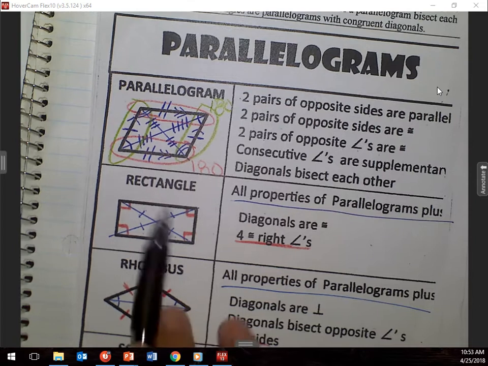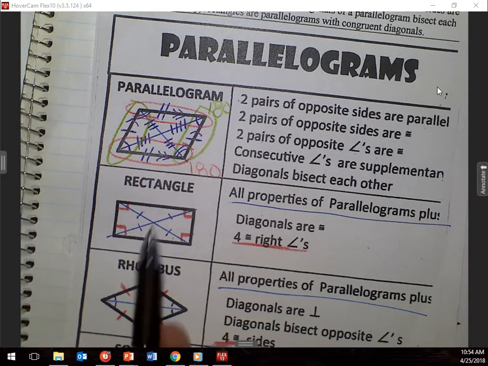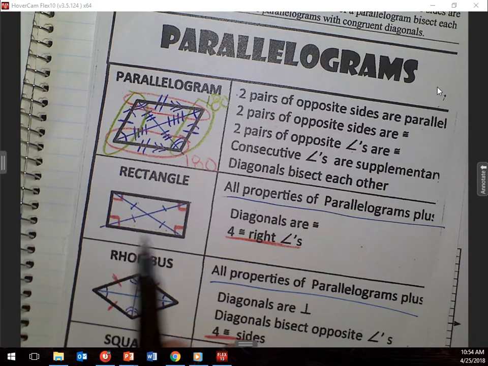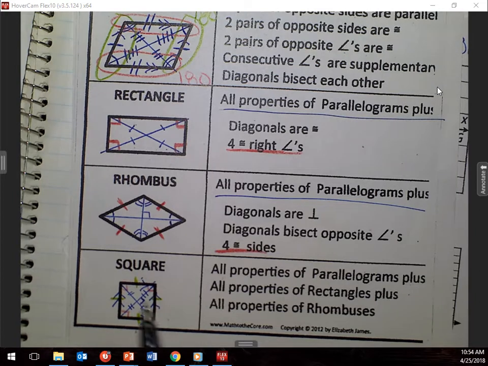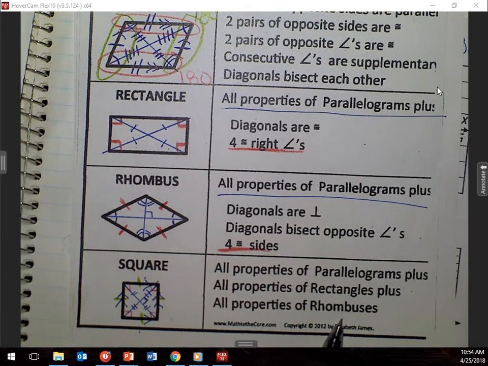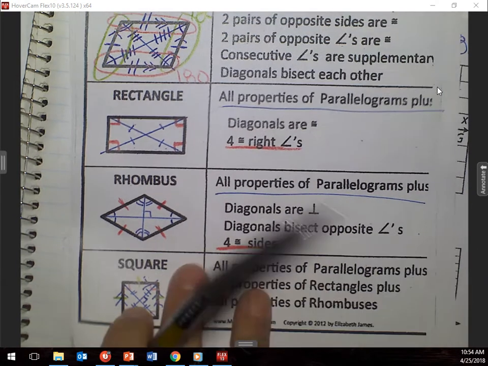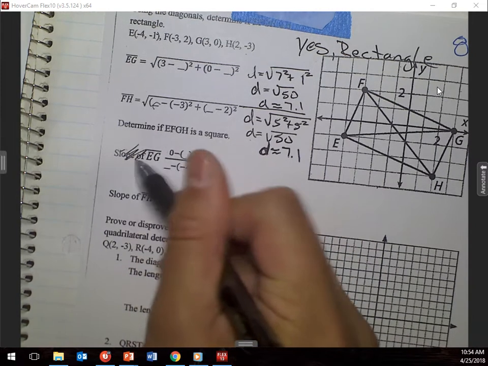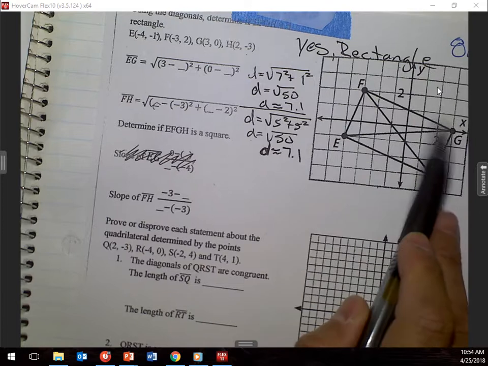Are all of them the same? No, they're not all the same, are they? So this is going to be a lot easier for you guys to do, because in a square, all the sides are the same, aren't they? Because a square has all properties of a rhombus, and a rhombus has 4 congruent sides. So we could easily find the distance. So instead of doing the slopes, let's try and figure out if all the sides are the same.